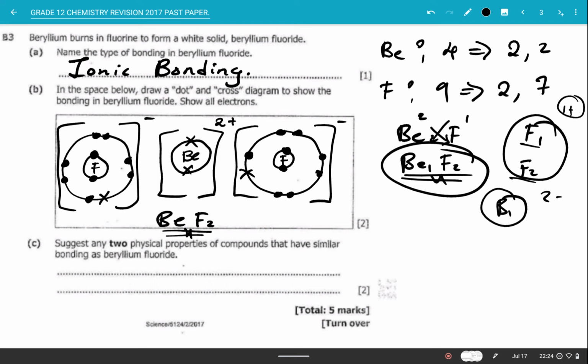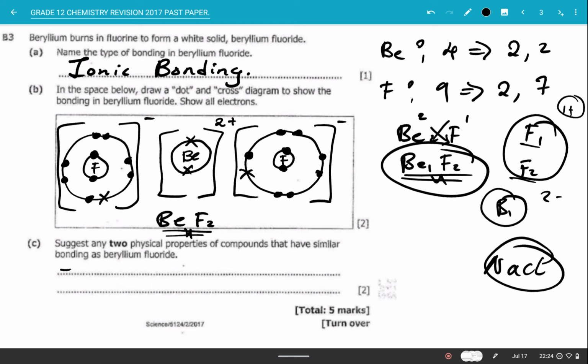Now suggest any 2 physical properties of compounds that have similar bonding as beryllium fluoride. So all ionic compounds have these physical properties that we need to understand. The first physical property that we need to know is that all ionic compounds are able to conduct electricity in molten or aqueous state. When we say aqueous state, it means that the compound has simply been dissolved in water. If you look at the most basic compound, which is sodium chloride, the common table salt, when you dissolve sodium chloride in water, it becomes aqueous sodium chloride, and it will then conduct electricity.